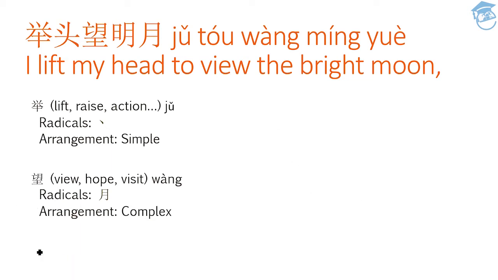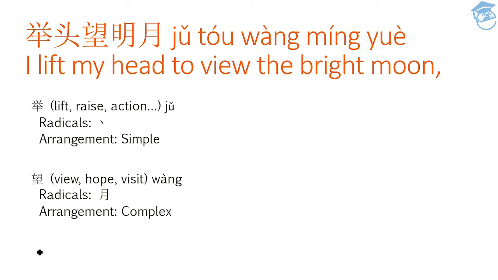举头望明月. It should be very straightforward. It's just to lift your head. As 举头, you have learned that 举 is lift or raise, and 头 is head. So 举头望明月. 举头 is just to say you lift your head, you raise your head. And then 望明月 is to view at a distance at the bright moon. The whole thing is very simple. It's just to raise your head to view the bright moon.